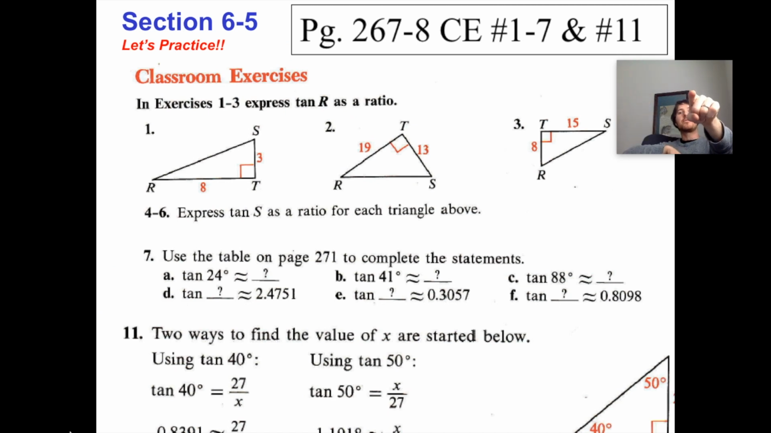Tangent, baby. Opposite over adjacent ratio. Hopefully you stayed awake during this video and got what you needed out of this here.